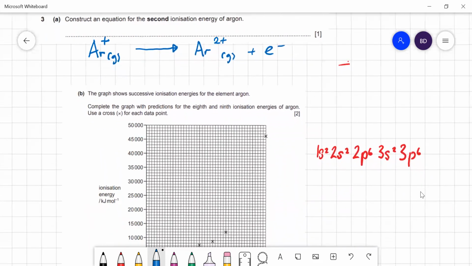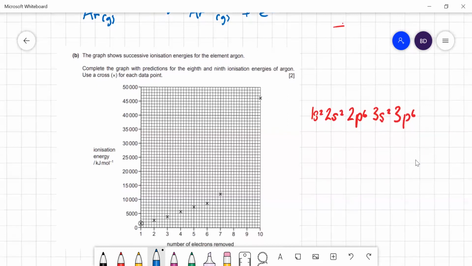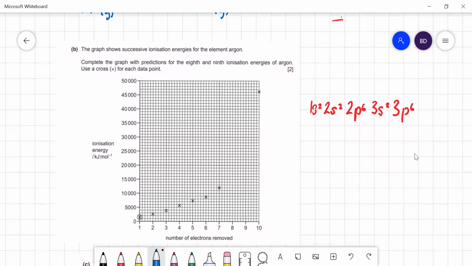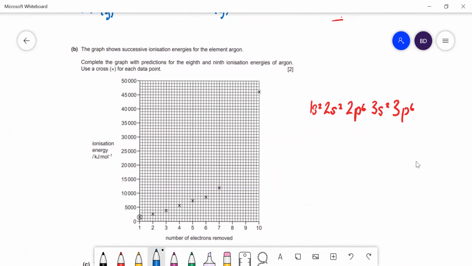The graph shows successive ionization energies for the element argon. Complete the graph with predictions for the 8th and 9th. We've got the first set up to the 7th there. Now, this is the electronic structure of argon on the right, and we have 8 electrons in the third quantum shell. For this part you're just getting a slow increase, and that would continue to remove the eighth electron. So the 8th I'd put about there to continue that trend.